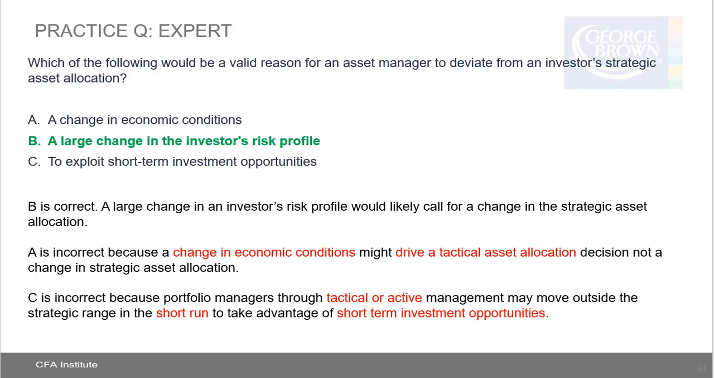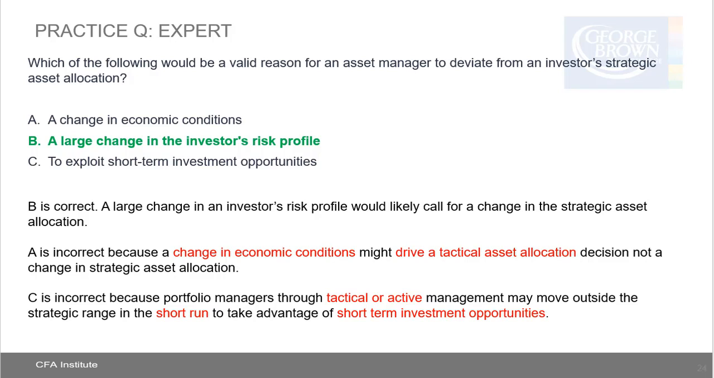Remember, strategic asset allocation is the long-term asset allocation. So what would be a valid reason for deviating from it? It would have to be a change in the investor's risk profile, okay? If we look at A and C, a change in economic conditions or exploiting short-term investment opportunities, those are all tactical asset allocation decisions, okay? So a nice little question.